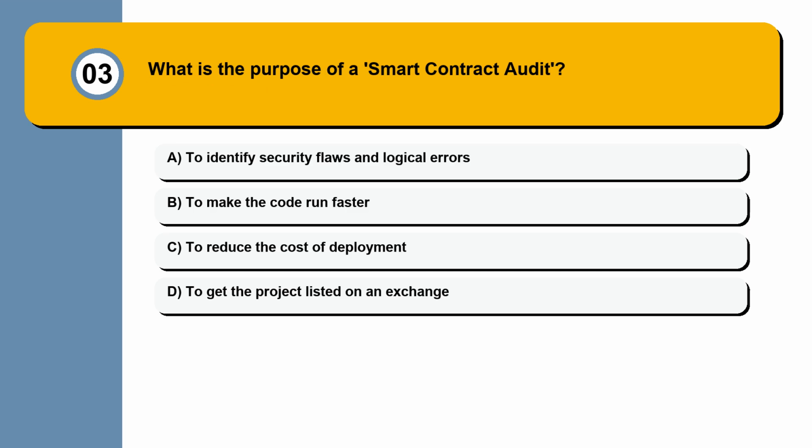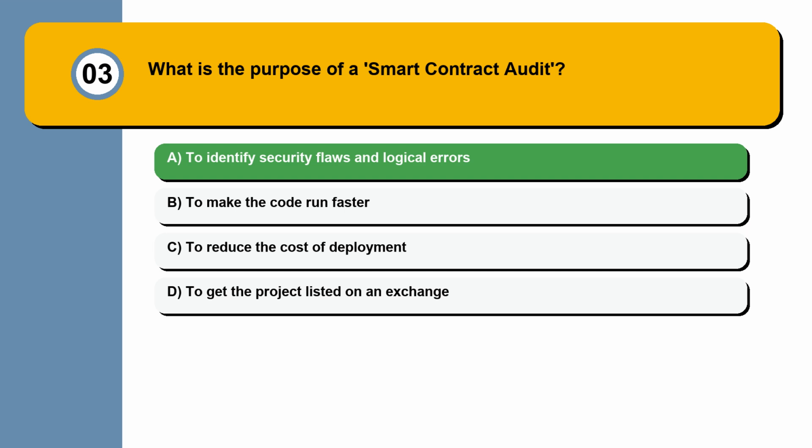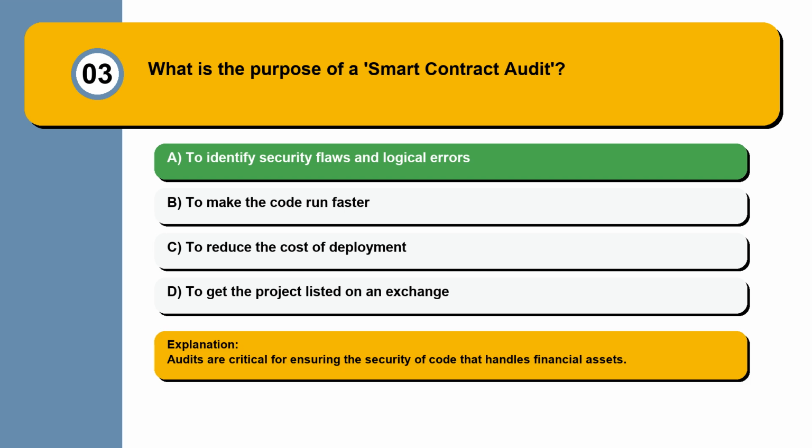Question 3. What is the purpose of a smart contract audit? To identify security flaws and logical errors. To make the code run faster. To reduce the cost of deployment. To get the project listed on an exchange. Audits are critical for ensuring the security of code that handles financial assets.